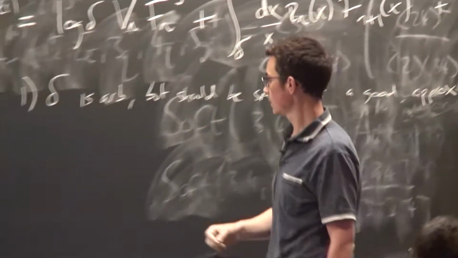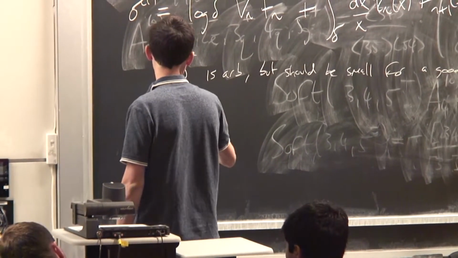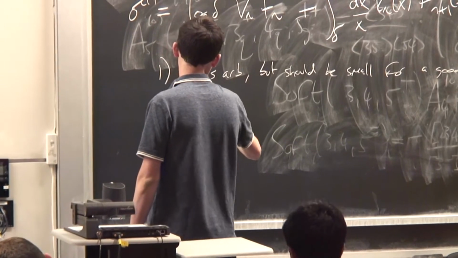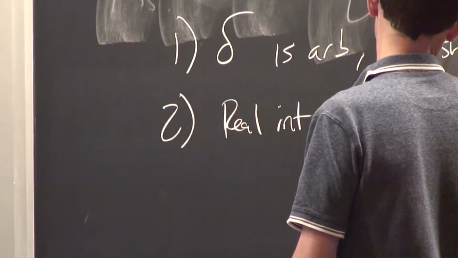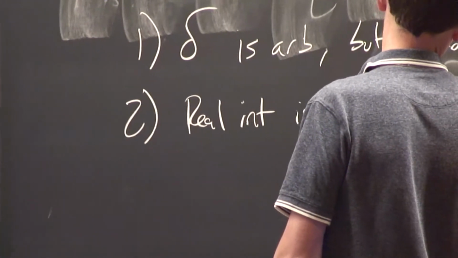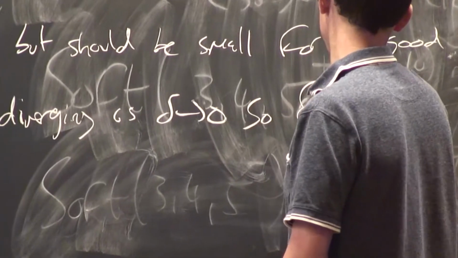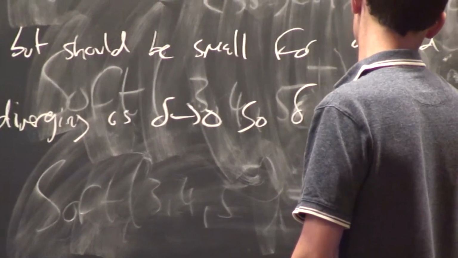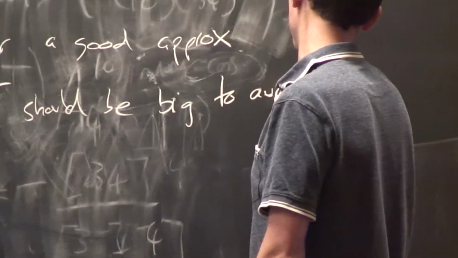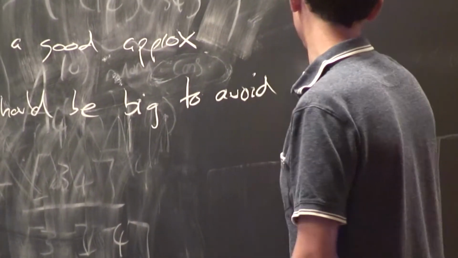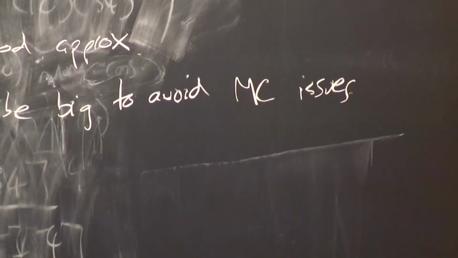Point 2 is that the second term, so the real integration, is diverging as delta goes to 0. So delta should be big to avoid MC issues.